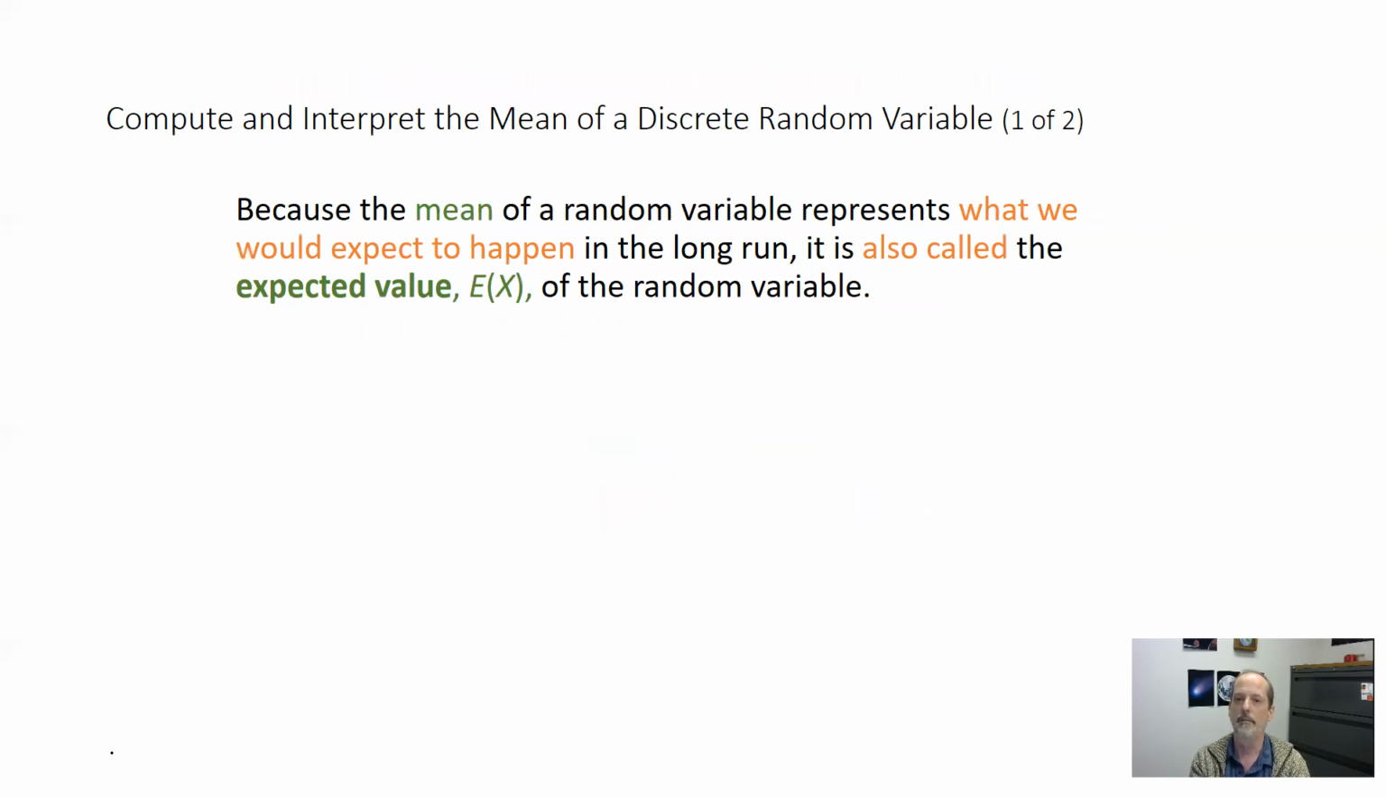Okay, so the mean of the random variable represents what we would expect in the long run, so therefore we also call it E of X. So this is just the expected value of the random variable X. So that's another way of looking at mu of X is equal to E of X.